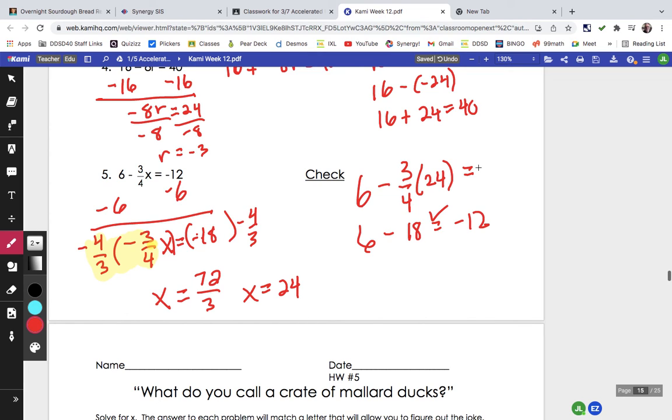So that is a recap for Tuesday, December 14th.